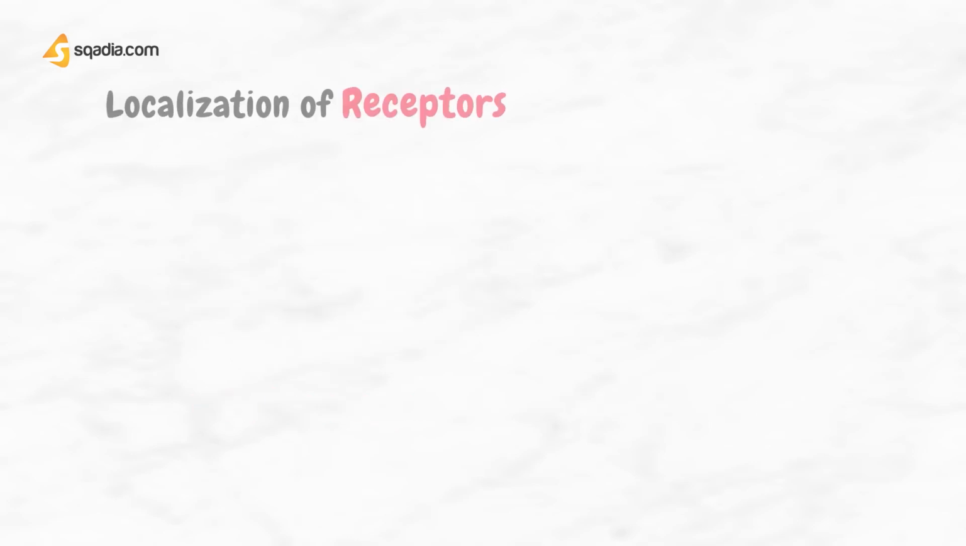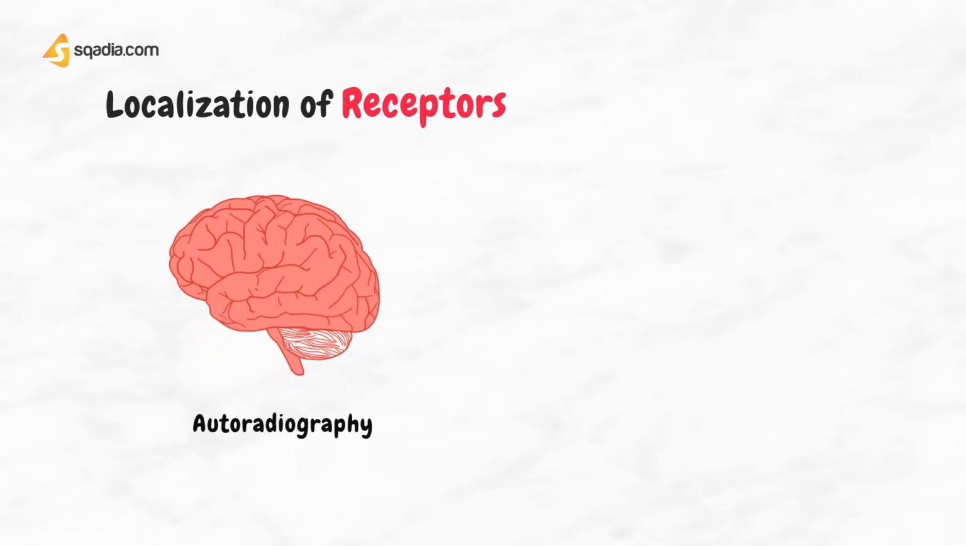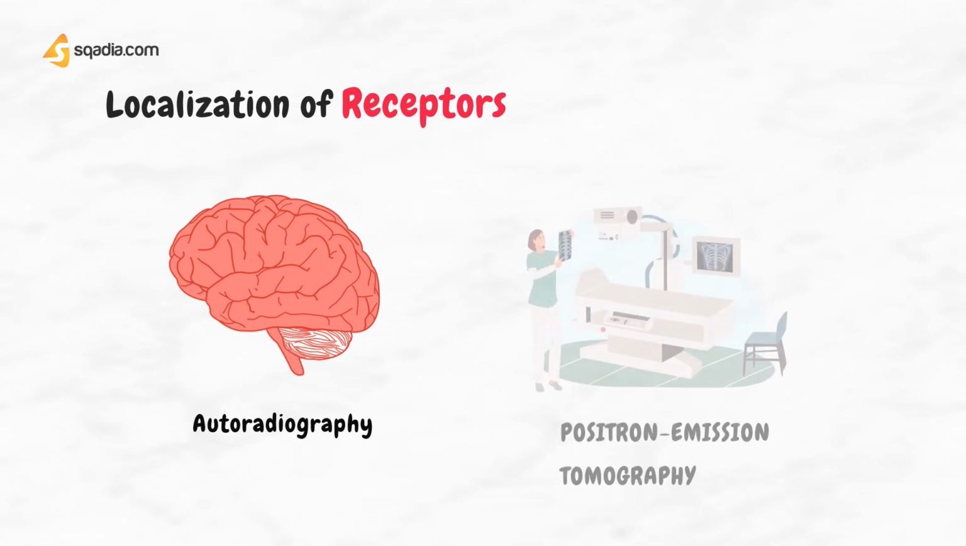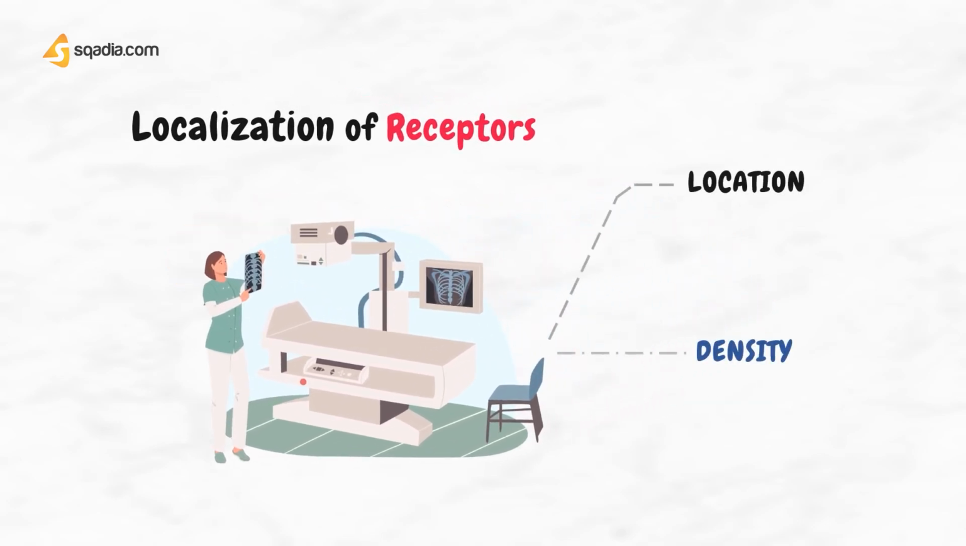Now, how can we perform the localization of receptors? The distribution of receptors, for example in sections of the brain, can be studied using autoradiography. In humans, positron-emitting drugs can sometimes be used to obtain images in the case of positron emission tomography or PET scanning. They show the location and density of receptors, like dopamine receptors in the brain.